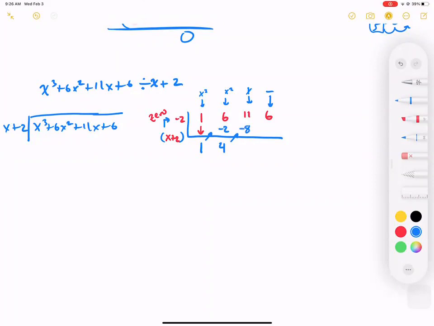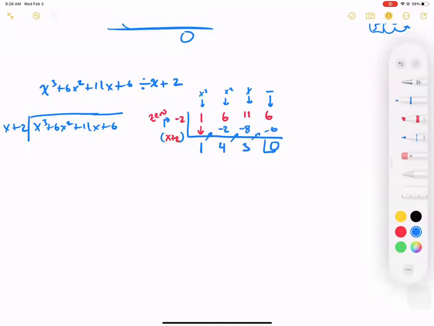Sorry, that was a negative 8. A big deal with synthetic division, any division problem, is that we mess up on our signs a lot. So be careful about that. 11 minus 8 is just positive 3, and 3 times negative 2 is negative 6. Bam, bam, bam. We have 0 remainder. Winner, winner, chicken dinner.